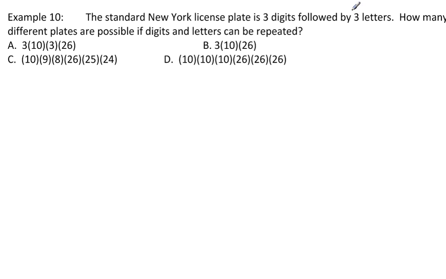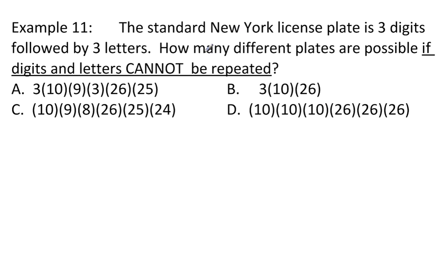Alright, so we got our 3 digits followed by 3 letters. Repeating and all that is fine. That looks like D. We got 10, 10, 10, 26, 26, 26. Now here it's saying that we cannot repeat things. So that's where we're going to go with this answer here. 10, 9, 8 because we're not repeating our number. 26, 25, 24 because we're not repeating our letter.